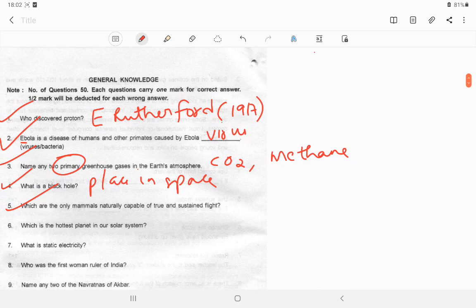Which is the only mammal capable of true flight and sustained flight? Only bats. Which is the hottest planet we know? It is Venus. Venus is hot because of carbon dioxide in its atmosphere.